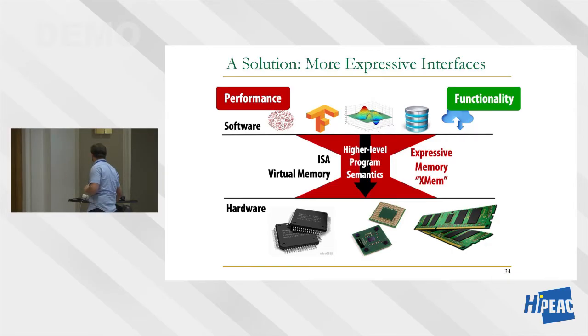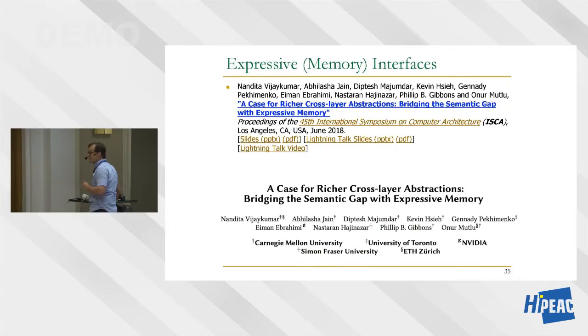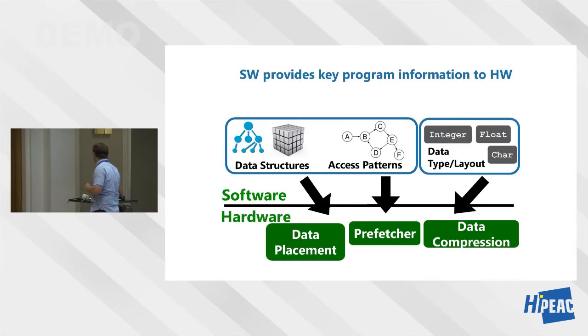A general version of this is expressive memory. I'll briefly mention this, and this is the paper that really introduced it. I'll go through this relatively quickly, but there's more to do in this area. Basically, software provides key program information to the hardware: data structures, access patterns, data type and layout, but also other characteristics like privacy and security that I mentioned. And then hardware does the data placement appropriately so that it, for example, disentangles things to different types of memories.